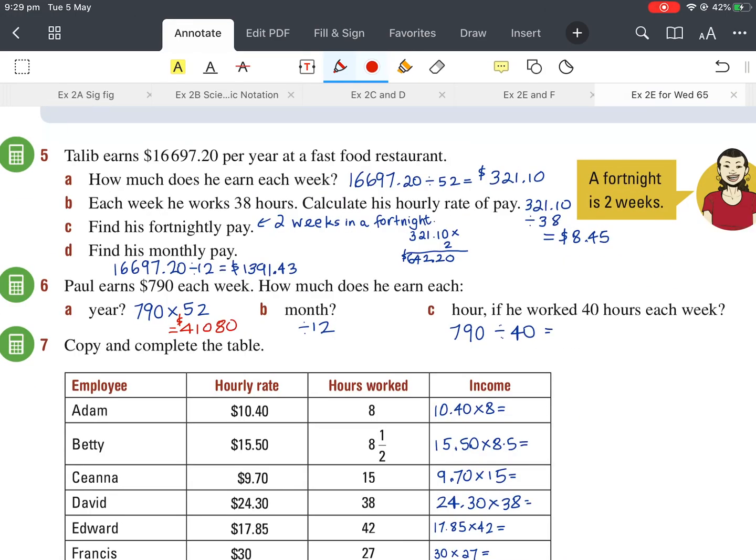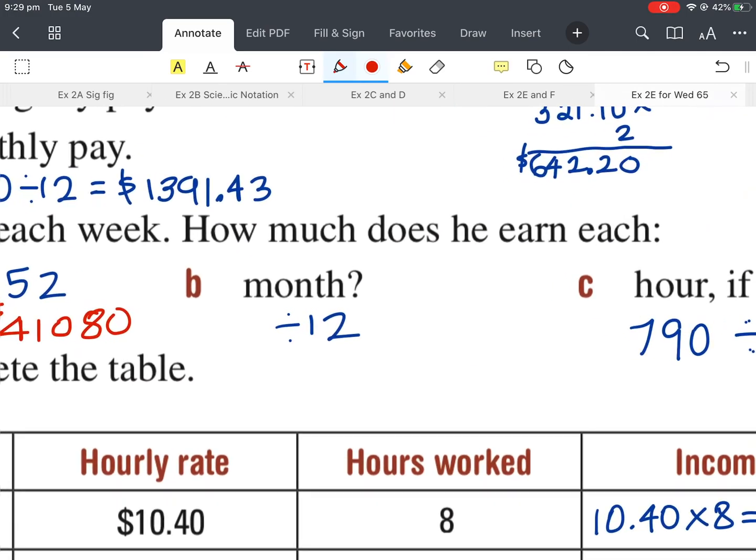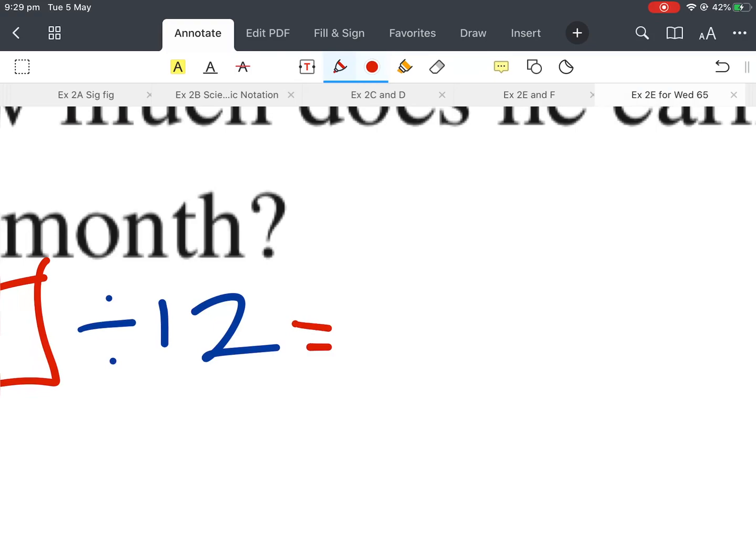Question number 6B says, Paul earns $790 a week. How much does he earn a month? Now remember, we can only work out monthly from yearly. Don't times 790 by 4 because there's not exactly 4 weeks in a year, is there? No, Miss King, there's not. So what you need to do is take your answer from here and do 41080, hopefully that's still in your calculator, and just press divided by 12. What do you get? Write it down in your book.